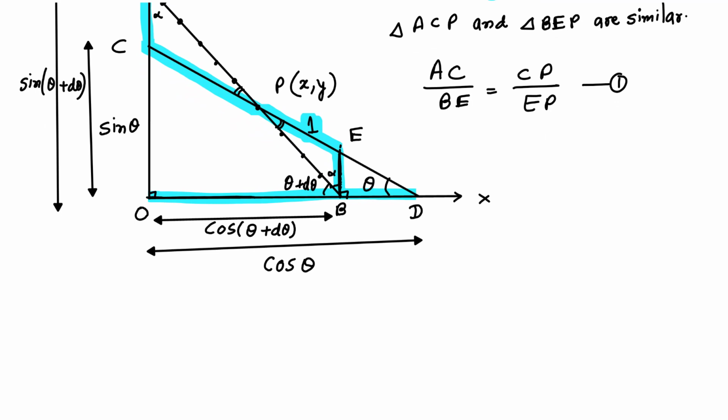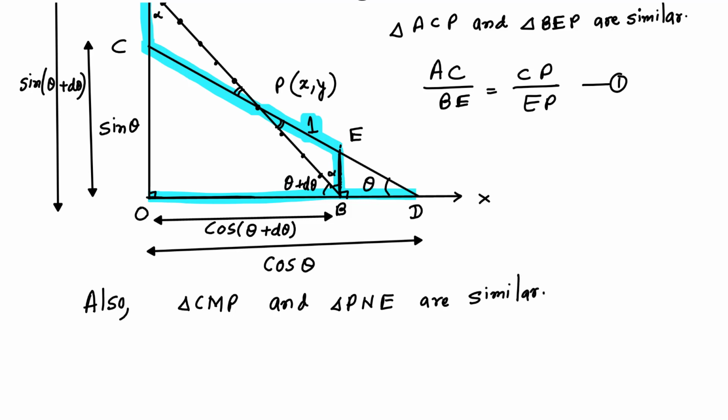Similarly, we can also see that we have triangle CMP. We will make a construction, and triangle CMP and triangle PDE are similar. What does this mean?